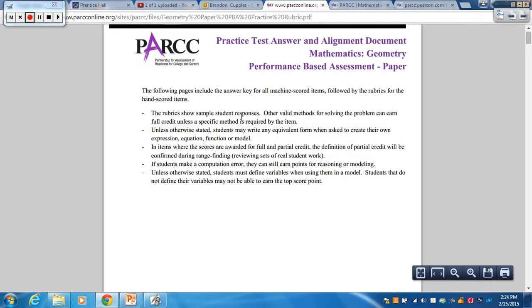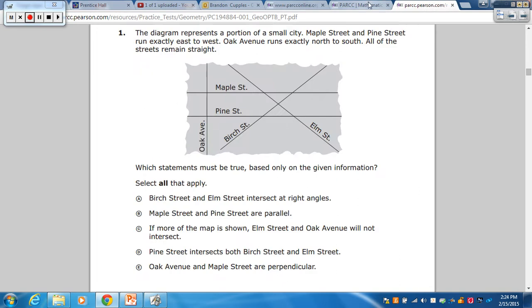You may want to go ahead and read over this page. Take a moment to do that, but this very last thing: unless otherwise stated, students must define variables when using them in a model. Students that do not define their variables may not be able to earn the top score point. And so I just want to encourage you guys, as you work through these problems, to define your variables, make sure that the grader knows what you are referring to when you say X is this. Otherwise, they may not give you the highest point value.